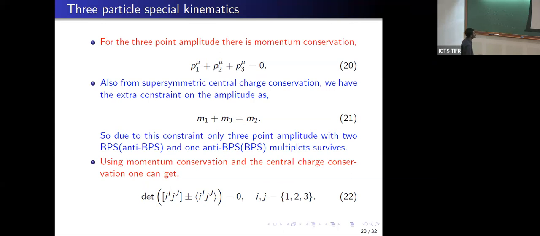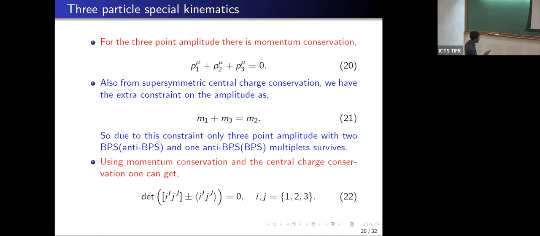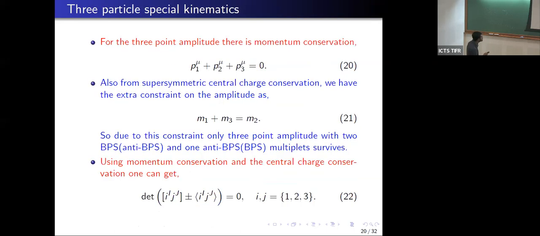Okay. So using momentum conservation and central charge conservation, we can get the determinant of this matrix equal to 0, where ij is the particle index. And similarly, we can write this matrix in terms of two spinor variables u and v, where i should be less than j in cyclic ordering, and the relative minus sign occurs when one leg is BPS and the other is anti-BPS. So what is anti-BPS? It's the condition.